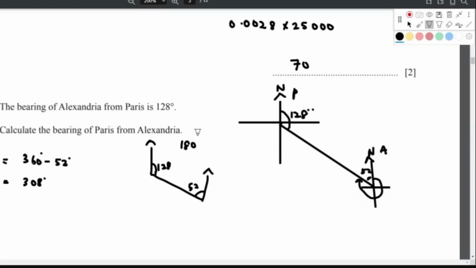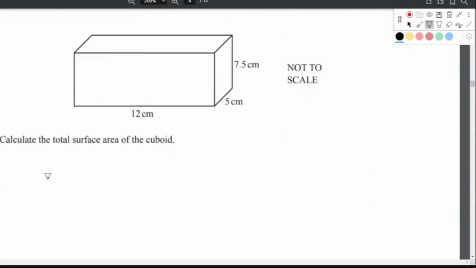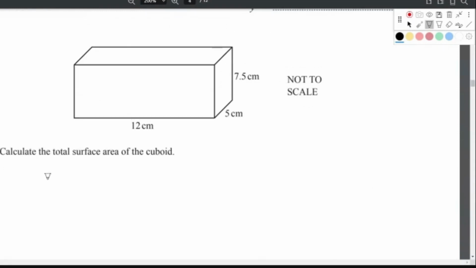Okay, so the bearing of Paris from Alexandria would be 308 degrees. Okay, now how do you calculate the surface area of the cuboid? Give it a try. Okay, now let's look at this question.